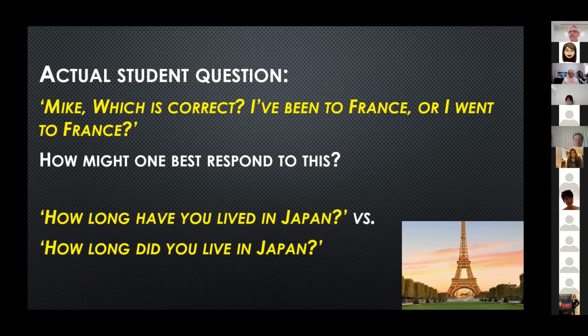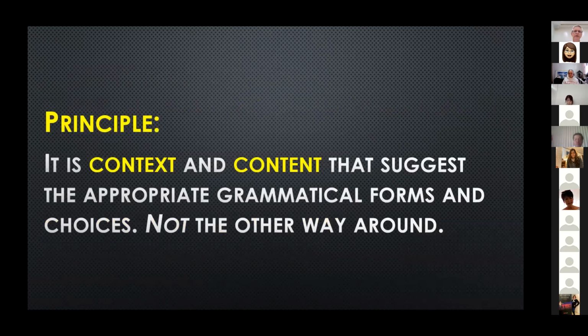So just from these very simple samples, a principle emerges, and that is context and content suggest grammatical forms, not the other way around. So we make our choices based upon content and context first. Those are actual priorities.